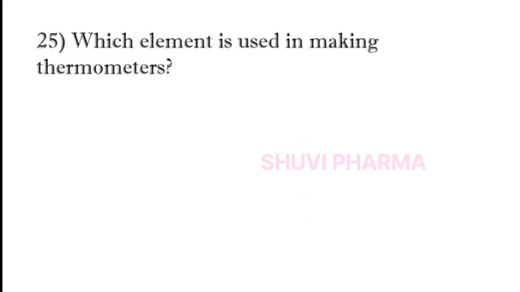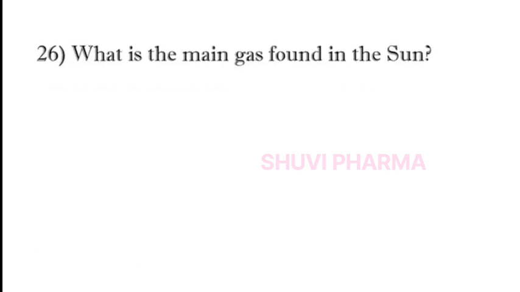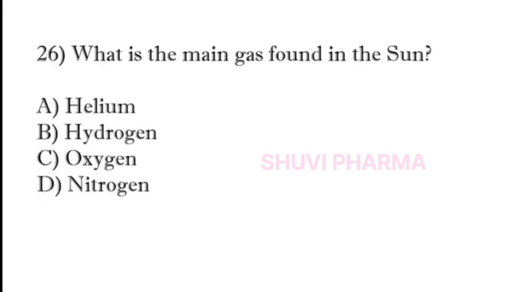Which element is used in making thermometers? Mercury, iron, zinc, lead. The correct answer is option A, mercury. What is the main gas found in the sun? Helium, hydrogen, oxygen, nitrogen. The correct answer is option B, hydrogen.